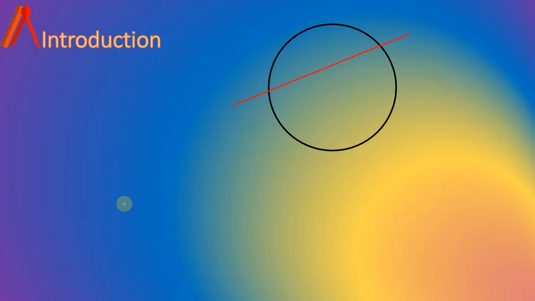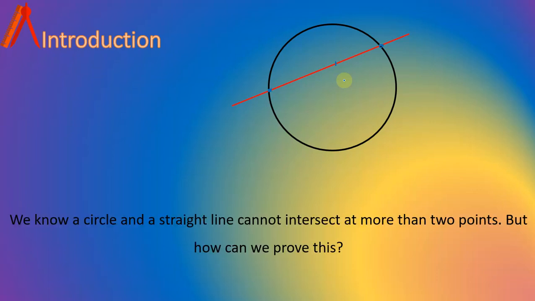We know a circle and a line never intersect at more than 2 points. So here we have 2 points, one over here and another one over here. But is it possible to intersect at more than 2 points, that is, the line having 3 intersections? It is not possible in a circle. But how can we prove this statement? We know this, but we can't prove it. But there is a way to prove it. Let's see how to prove this.